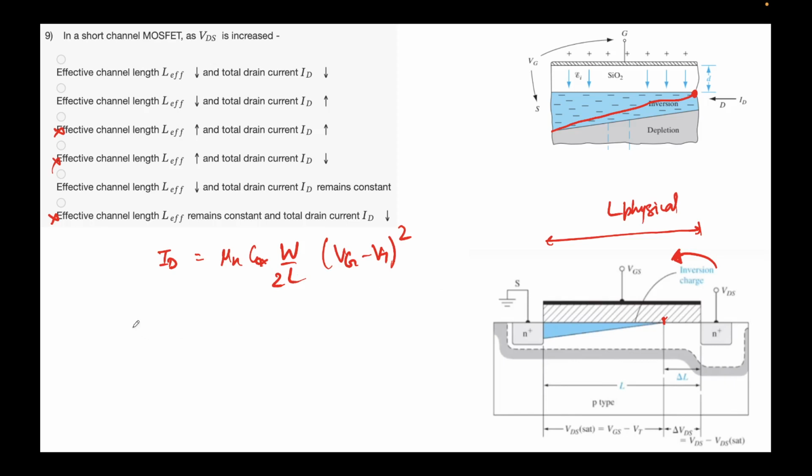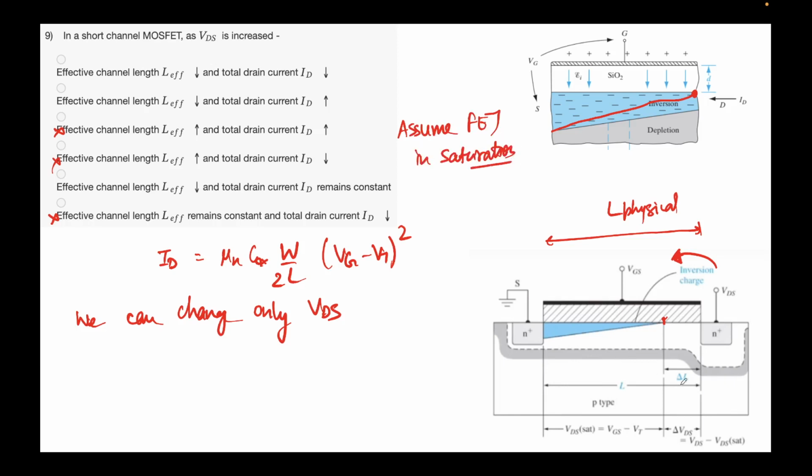What is happening now? We can change only VDS, assuming the FET is already in saturation, because the region that we're talking about is this. Pinch off has already happened, we are shifting to the left. VDS is not even in the expression if you look closely, so you are tempted to say that it doesn't affect. It affects, because this L is not L but L effective.